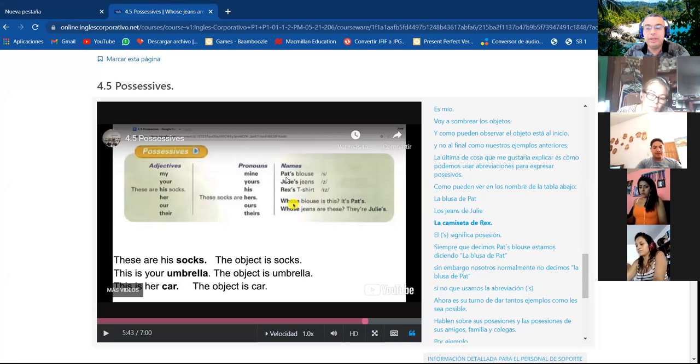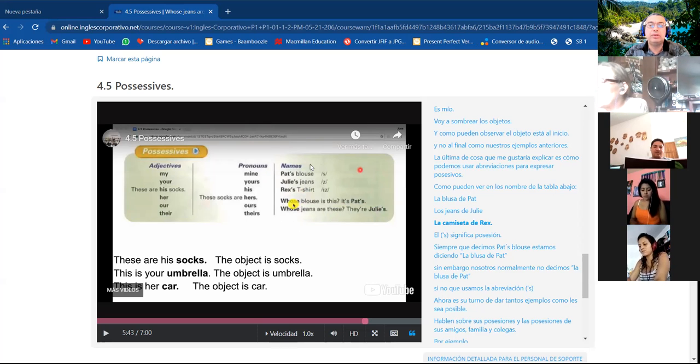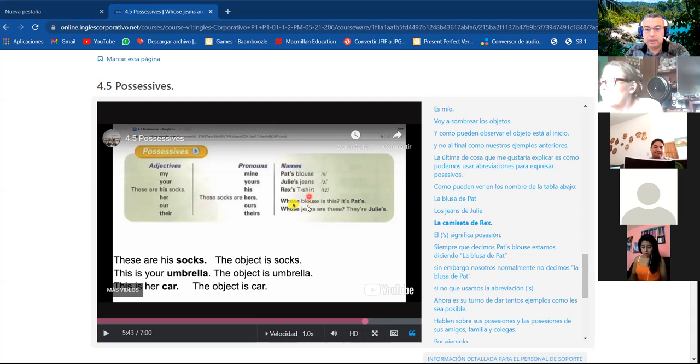Now, this possessive right here with the apostrophe S, déjame cambiar el cursor. It's going to be just a small activity also where we use the person's name and then we add the apostrophe S. Recuerden que esta estructura no existe en el idioma español, okay? Sí existe, pero utilizamos la palabra de, right? La blusa de Pat, los jeans de Julie. That's how we use it in Spanish. But in English, we can use the apostrophe, y el apostrophe prácticamente da el mismo significado de. Okay, so just remember that. Tengo ahí unas pequeñas activities that we're going to do. Not very long, but just to give you a little bit of practice.